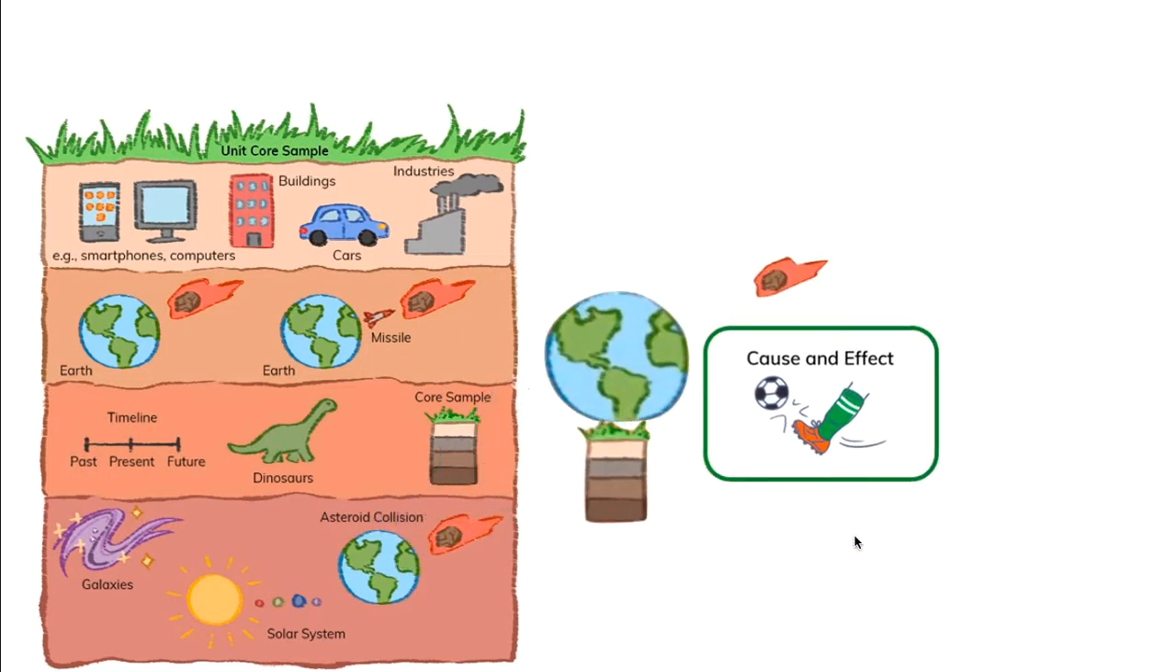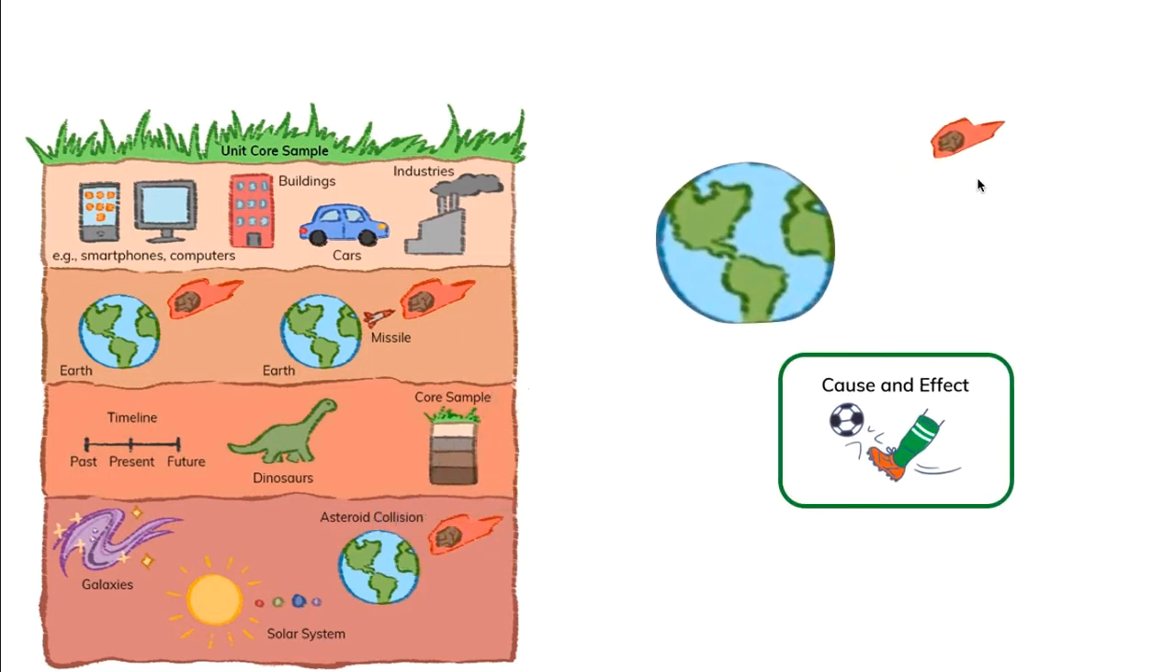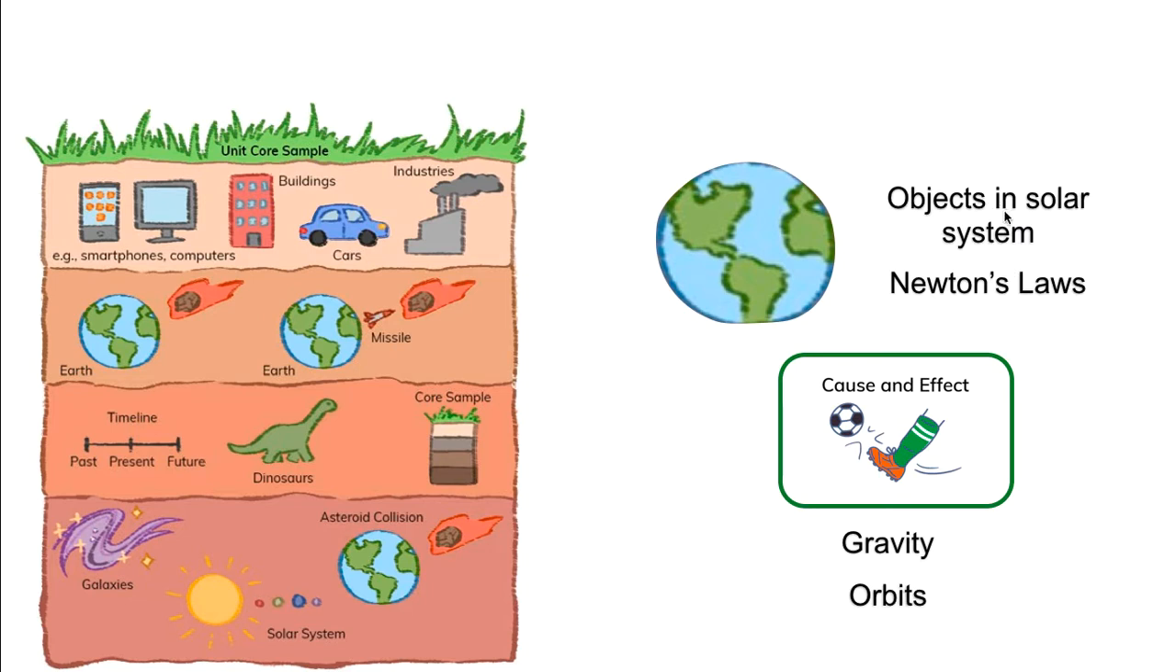The cause that we discover is a giant object from the asteroid belt crashing towards Earth. To understand where this object came from, we learn about different size objects in our solar system and how gravity holds them together in orbits. And then there's the collision involving Newton's laws.